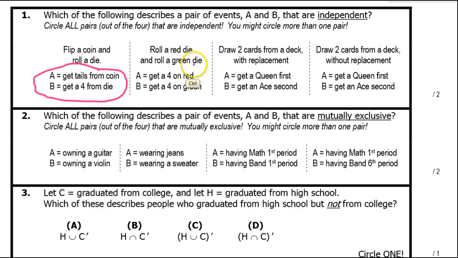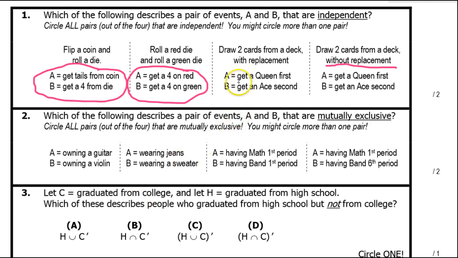Rolling a red die and a green die, getting a 4 on the red die, getting a 4 on the green die, again, those are independent. One has no effect on the other. Now, when we're drawing cards, here's where we have a chance at having some dependent events. The dependence happens when you take out a card and you don't put it back. So, for example, these events will be dependent because as soon as you take out a card and you don't put it back, that changes the probability for the second event because you have fewer cards.